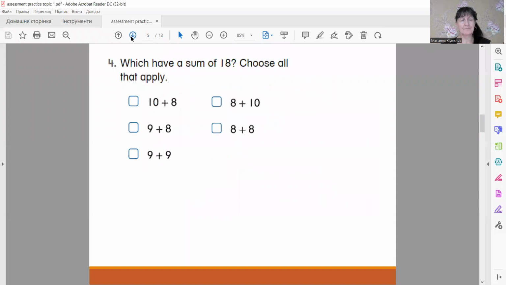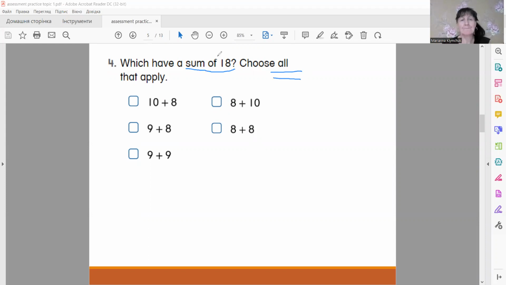Next task. Which have a sum of 18. Of course, you need to know that sum is about plus, but in this task, you see already that everything is plus. You just need to check, calculate, and check where is 15. Pay attention. If you read the task, choose all that apply. That means not one answer, but more than one answer. So choose all that apply. You should choose not only one, but 2 or 3 answers.